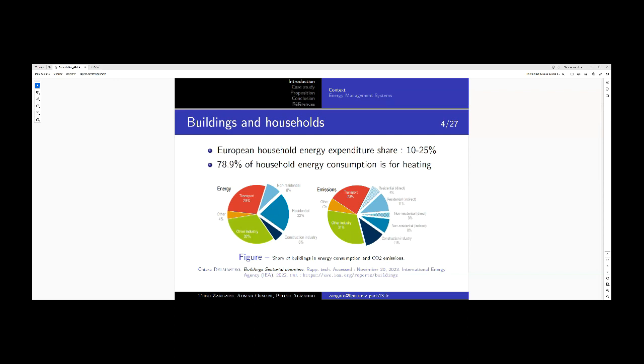So we know that almost 80% of the energy used by buildings is for heating, and this is an important factor for us, because we know that we can delay the use of energy for this purpose, either by storing thermal energy into water storing devices, or directly storing electricity with the use of batteries.